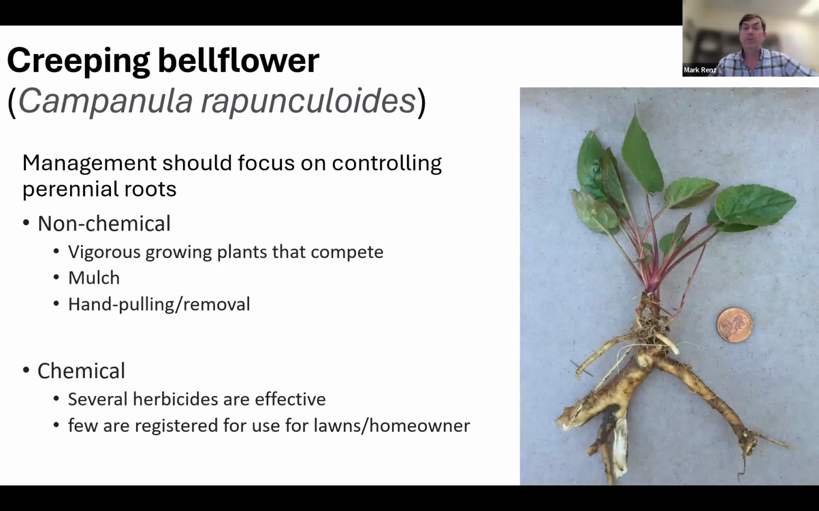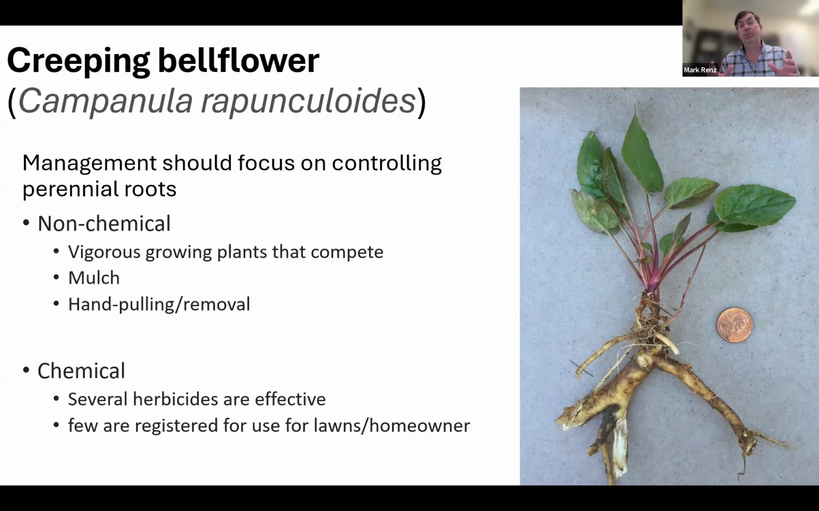So what is our management? We should also focus on attacking these perennial roots. As you can see here, they can get quite large in some cases. So what do we want to do? Non-chemical approaches include vigorous growing plants that compete well. I think this works really well with lots of mulch, and that's how I've been working it in my backyard, and integrating that mulch with lots of hand pulling or hand removal.